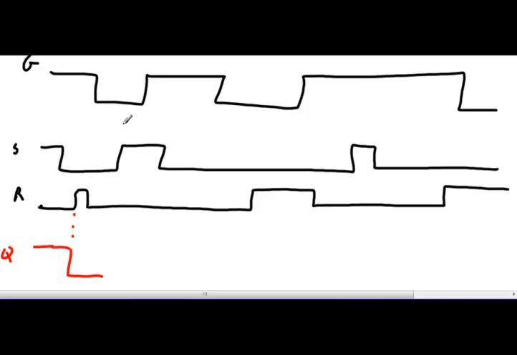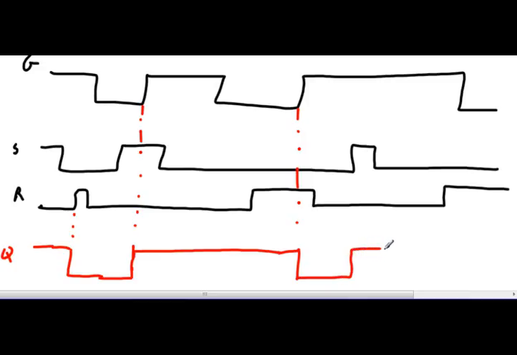Okay, now the set happens, but the gate is low, so it doesn't care until the gate goes high. As soon as the gate goes high, then Q will go high. The reset happens, but the gate is off, so nothing's going to happen just because the reset's on until the gate comes on. And then the set happens, so I set again. The reset happens, so I reset again.